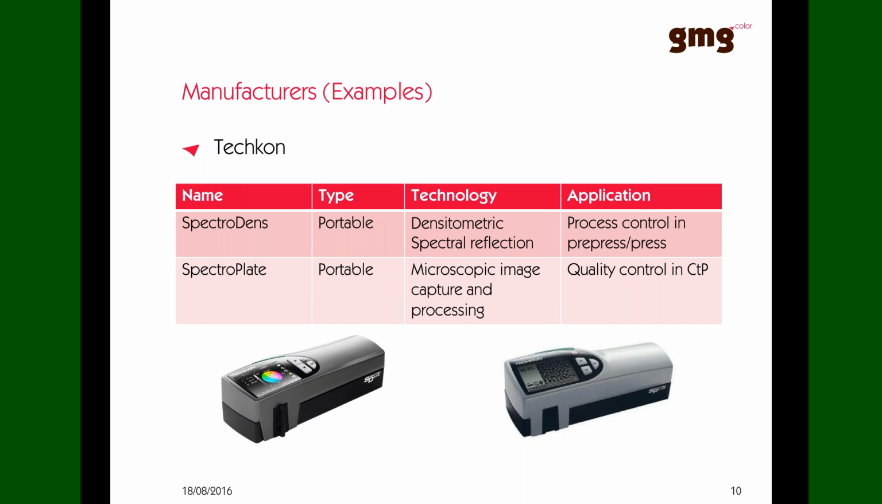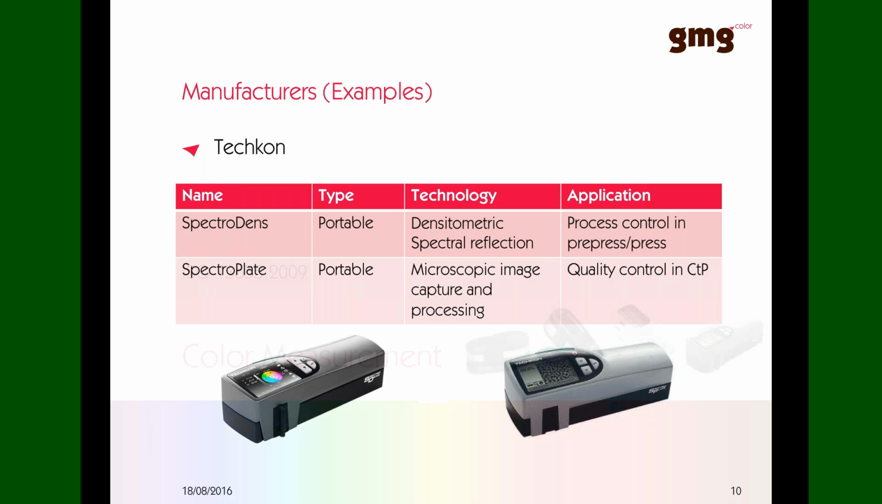And as an example for a microscopic image capturing device, you see on the lower right-hand side the SpectroPlate. This device is mainly used in the quality control of computer-to-plate systems. So here you can really measure your plate and check if, for example, your 40% has also 40% on your plate.